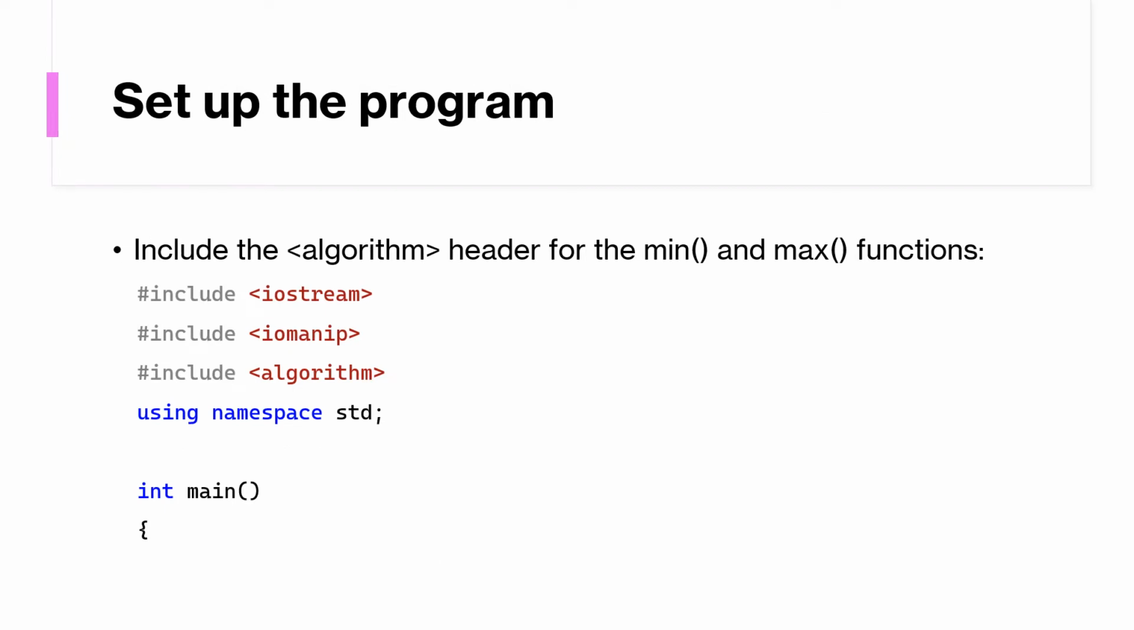Okay, so let's set up the program. We're going to include an algorithm header. This is one you haven't seen before in this class. Algorithm provides a min and a max function, and we're going to use that for keeping track of our minimum and maximum grades. Otherwise, this is all stuff you've seen before here in the header section.